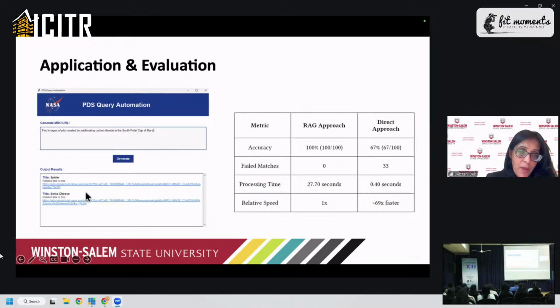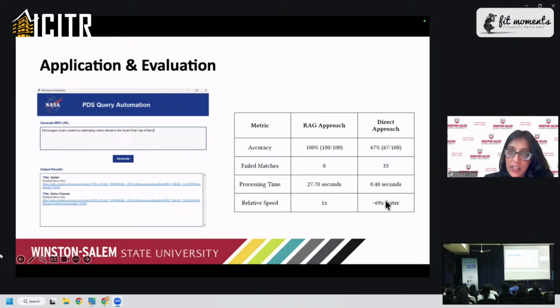So both of them came, and then those are the clickable links, and then we'll be able to go directly to the images based on our query. So that is, again, allowing access to these image data sets, which otherwise would not be accessible to non-expert users like us.